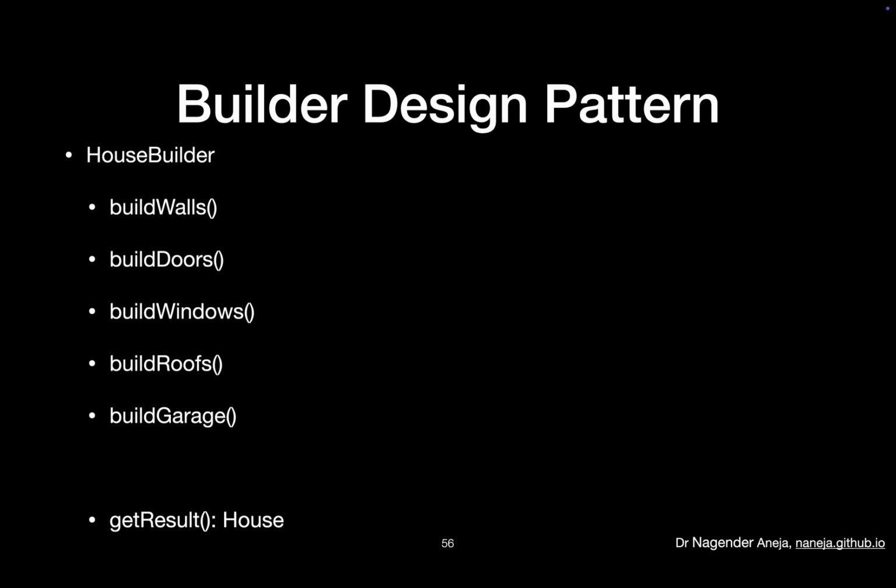So define a builder class here and say build walls, one function, build doors, another. These will add to that: build windows, build roofs, build garage, and then get result, and you will get the house, depending on what you are adding. You're not saying that in one function call. So you have everything step by step.